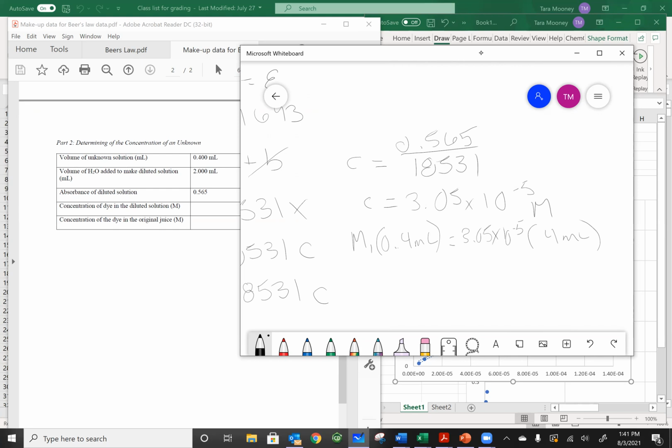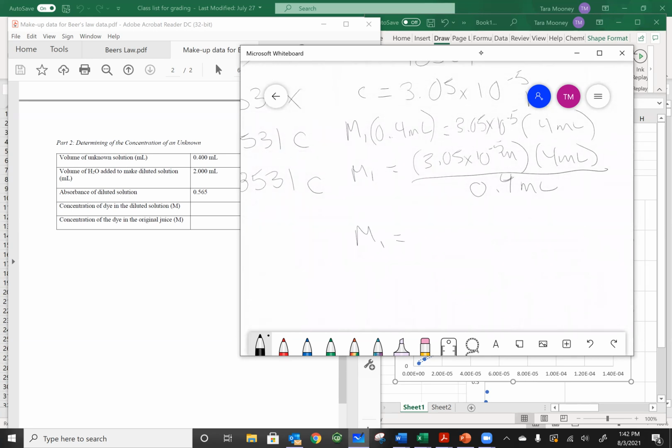Okay, so now we need to solve for M1. So M1 equals 3.05 times 10 to the minus 5th molar times 4 milliliters over 0.4 milliliters. And so our M1 is going to be equal to 3.5 times 10 to the minus 4th molar. So that is going to be the concentration of the dye in the original juice.